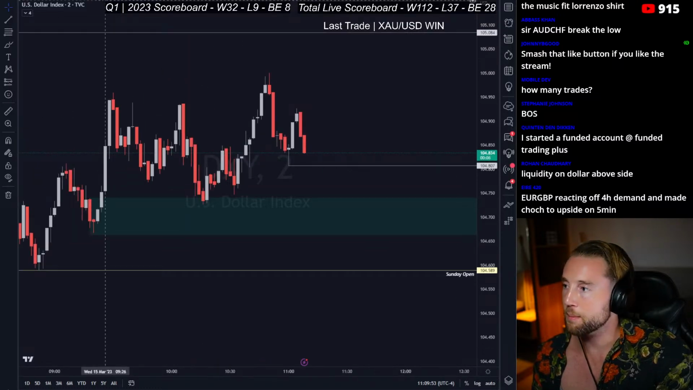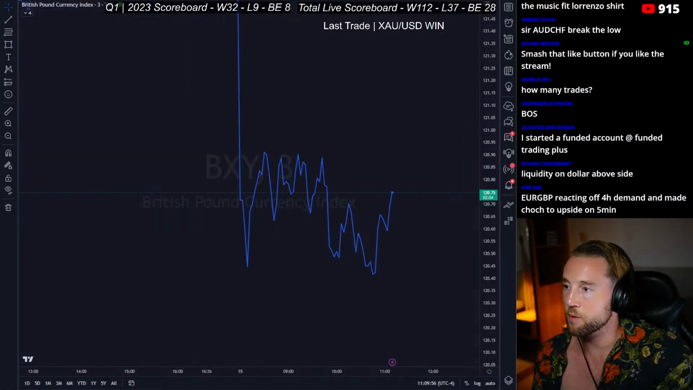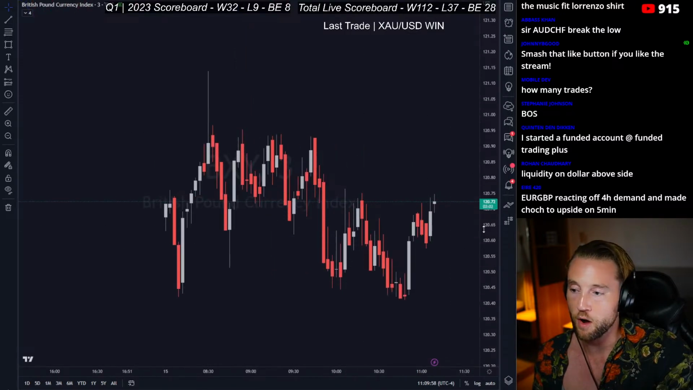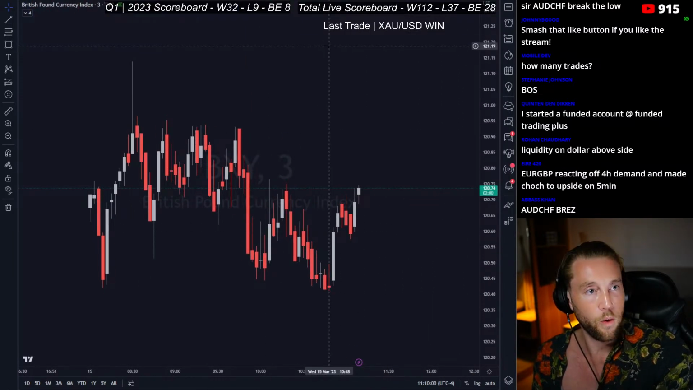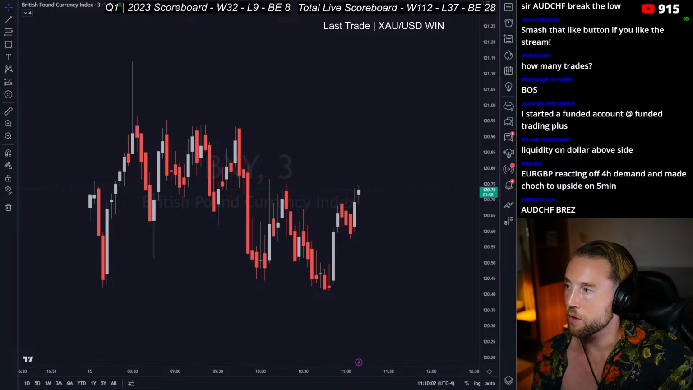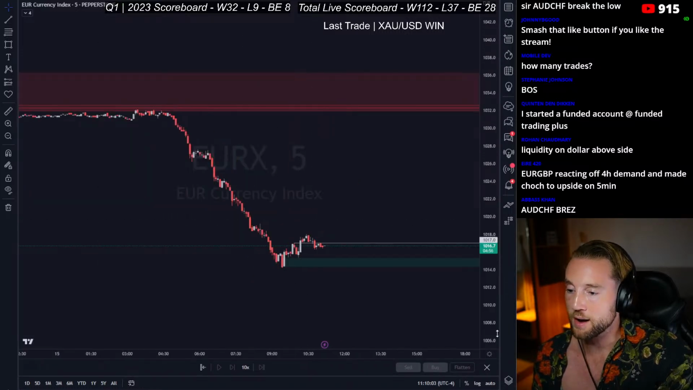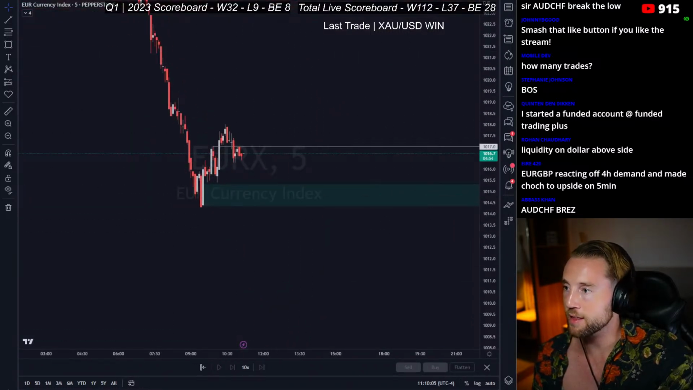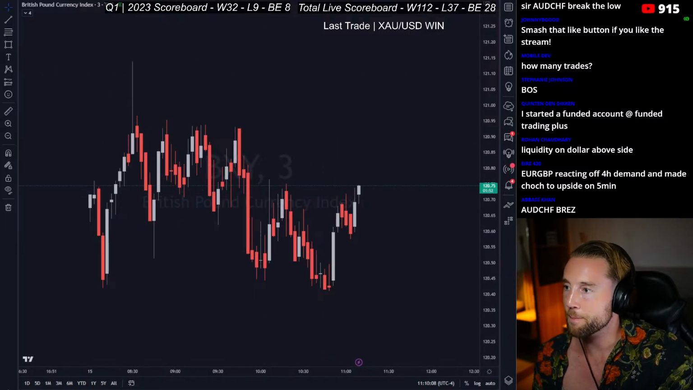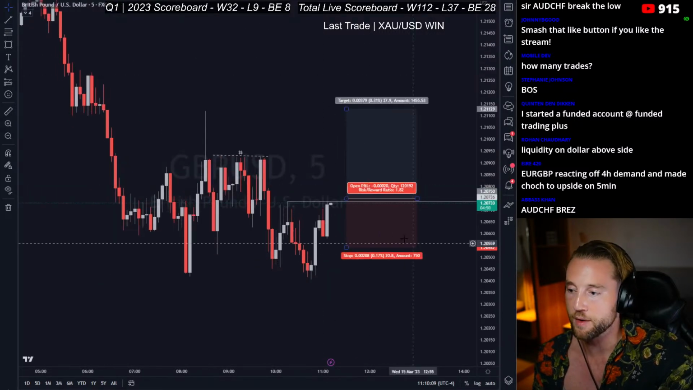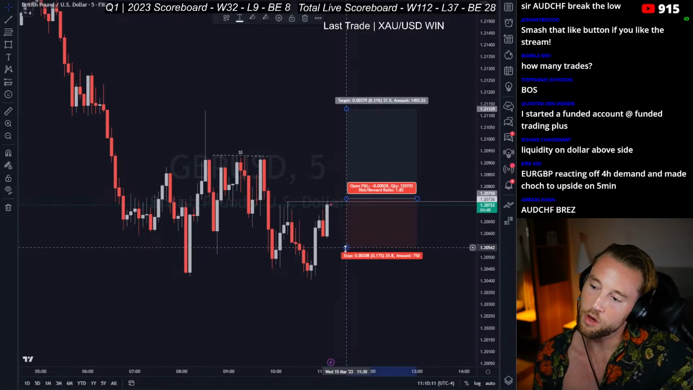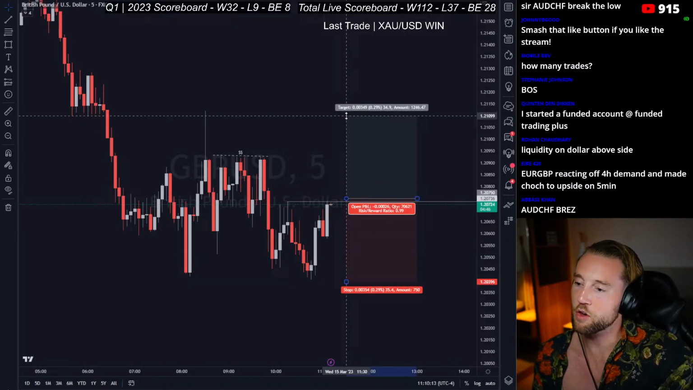Okay, dollar dropping. That means the GU right now is looking good. The British pound is looking stronger, better than the euro index right now. Look at the euro index, stagnating. British pound is coming up. GU therefore is reacting better. It's an interesting zone. This is more like a scalp in my opinion here.